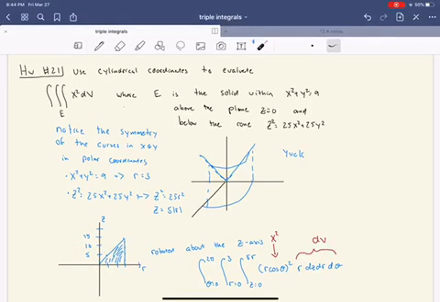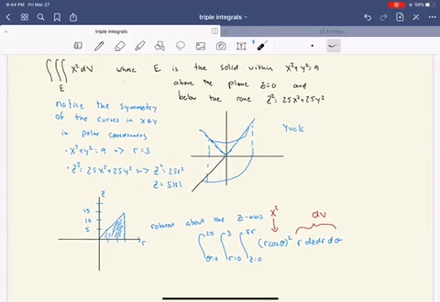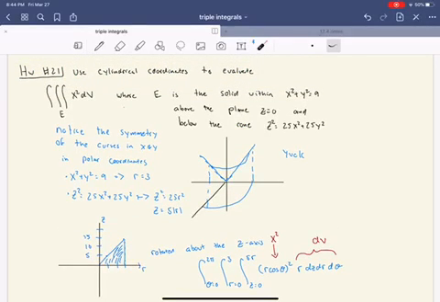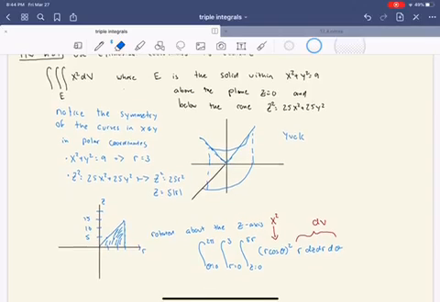So, let's do this integral. The integral in theta goes from 0 to 2 pi. That's going around like so. r goes from 0 to 3. That, if you think about it, is x squared plus y squared equals 9 as the outer boundary. z goes from 0 to, that's supposed to be 5r. Let me write that a little better.